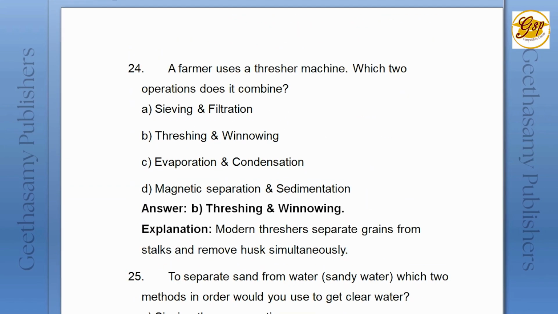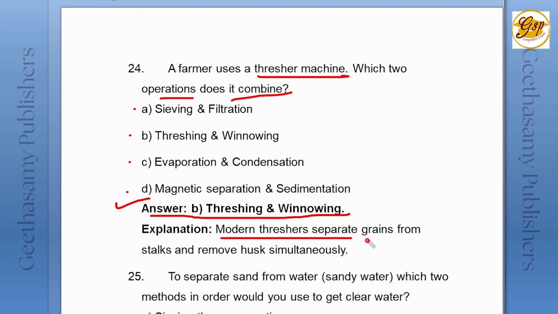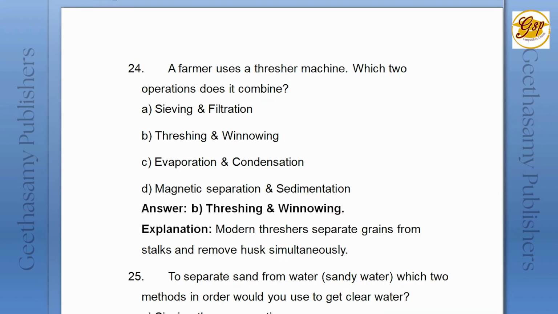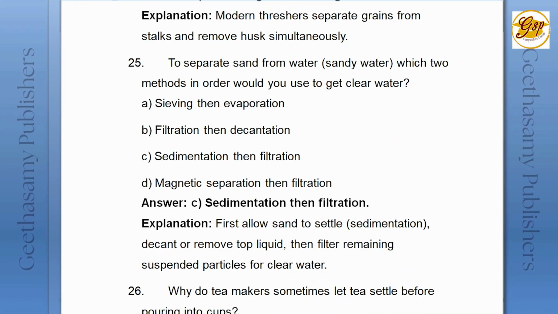Fine. 24th question. A farmer uses a thresher machine. Which two operations does it combine? Sieving, filtering, threshing, winnowing, evaporation, condensation, magnetic separation, sedimentation. It is threshing and winnowing. Right? A modern thresher separates grains from the stalk and removes the husk from it. So it's happening simultaneously.